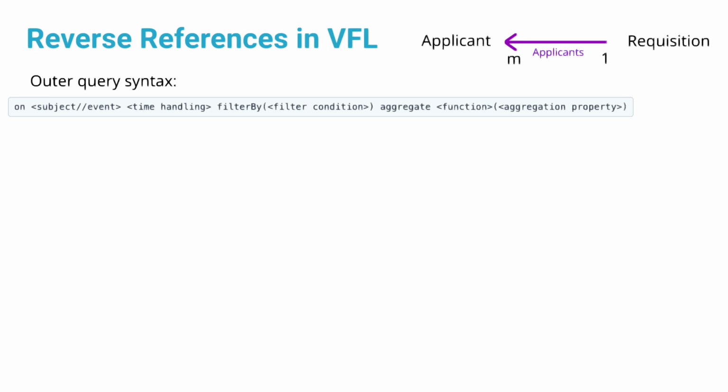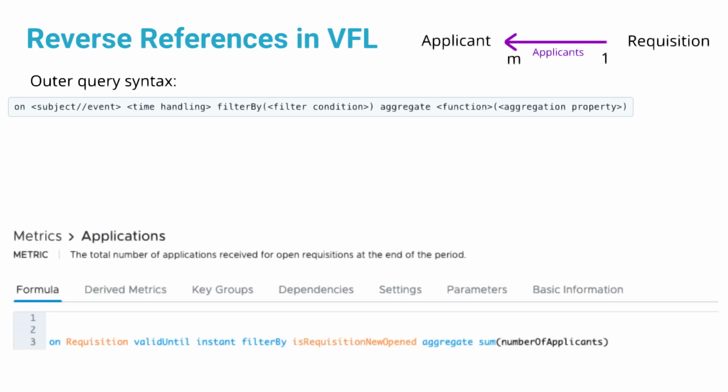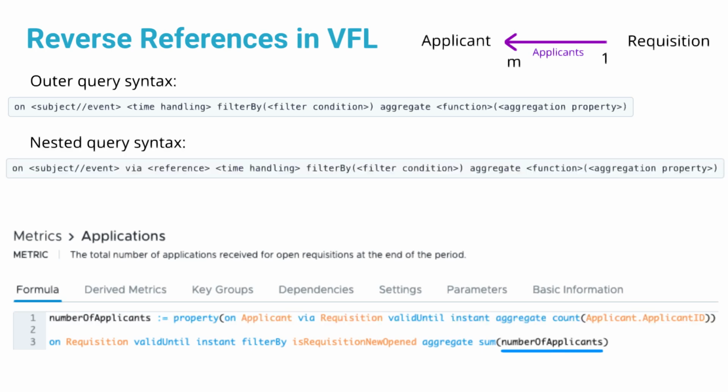To handle this, we use a nested query to calculate results across multiple records and then integrate those results into the main calculation. Let's say we want to calculate the total number of applications received for open requisitions at the end of the period. We can start by building the base query to filter for open requisitions. But how do we calculate the number of applicants for each requisition? This is where a nested query comes in.